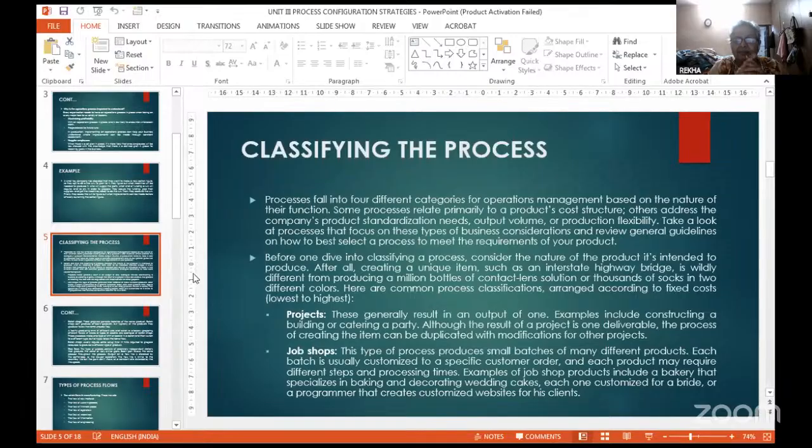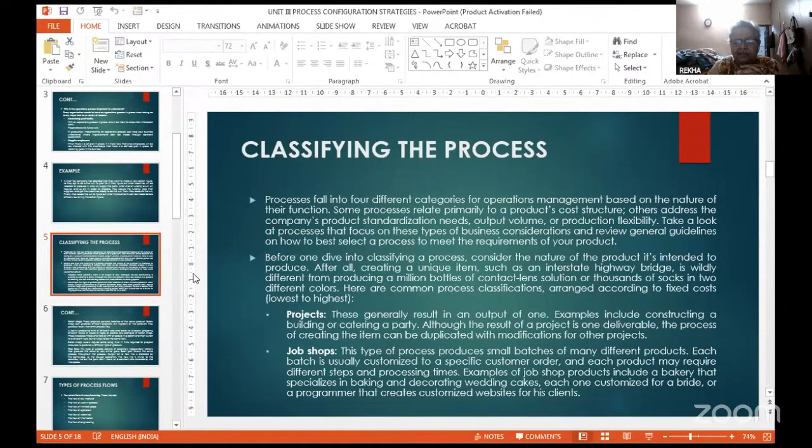Like for example, maybe the first batch of cookies may have nuts, the other batch of cookies may not have nuts but something else, and so on. I'm just giving you one example. It can be anything, but it has to be done in batches. So that is known as a job shop, and each product may require different steps and processing time. Examples of products include a bakery specializing in baking and decorating wedding cakes.